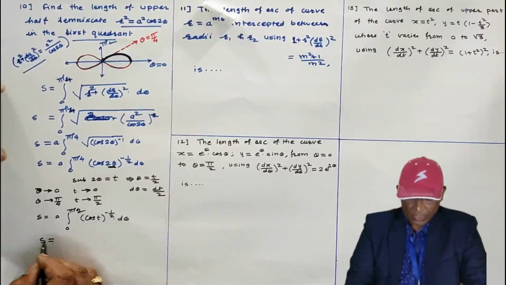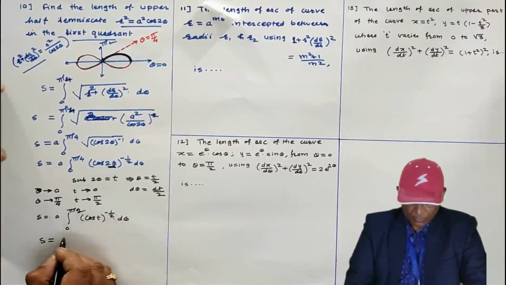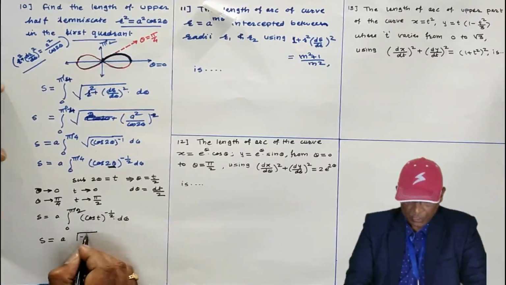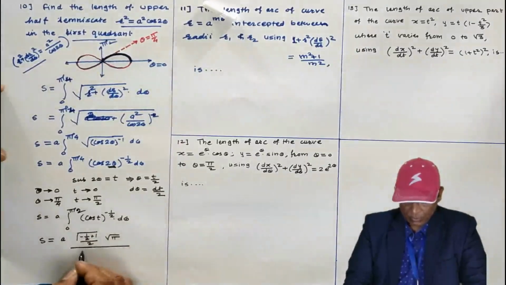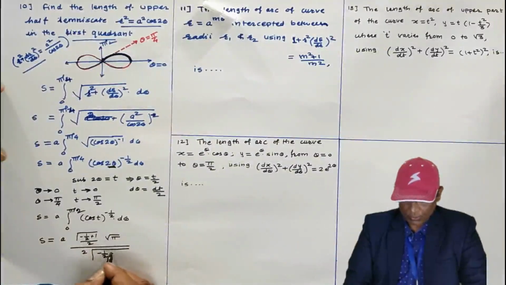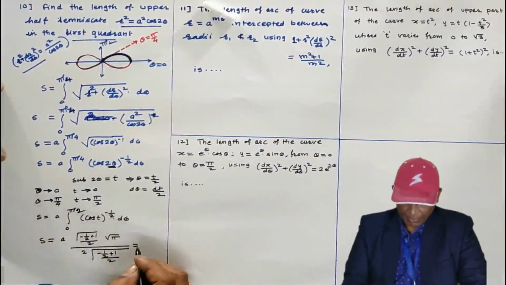In the gamma function, this type of integral we have solved: integral from 0 to pi by 2 of cos raised to power n is equal to gamma of (m plus 1) by 2 into root pi, divided by 2 times gamma of (m plus 2) by 2. This type of integral we have solved there in gamma function.